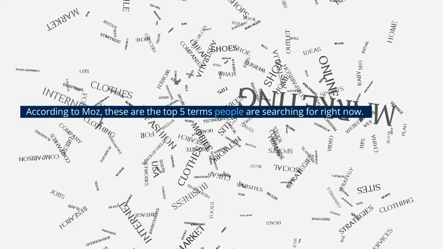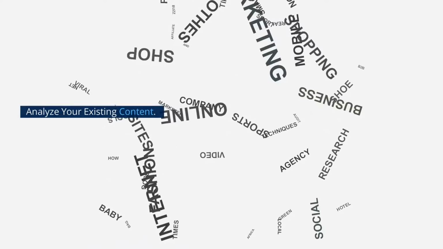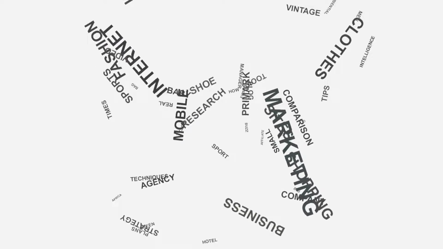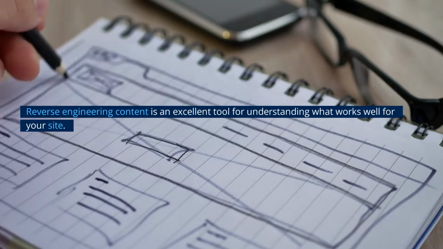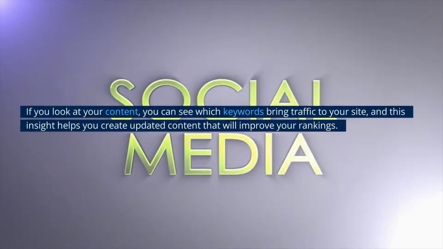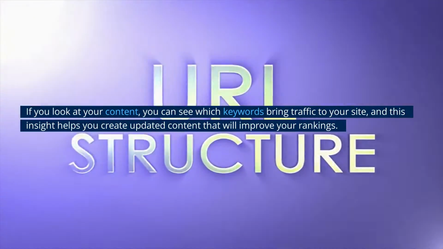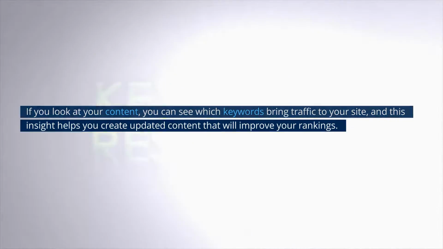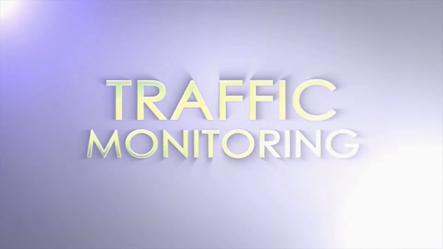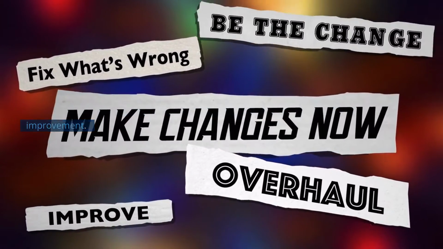According to Moz, these are the top 5 terms people are searching for right now. Analyze your existing content. Reverse engineering content is an excellent tool for understanding what works well for your site. If you look at your content, you can see which keywords bring traffic to your site, and this insight helps you create updated content that will improve your rankings. Analyzing existing content will help show you where there might be room for improvement.